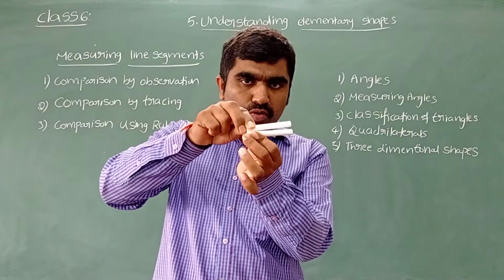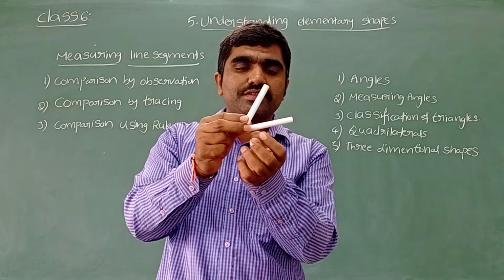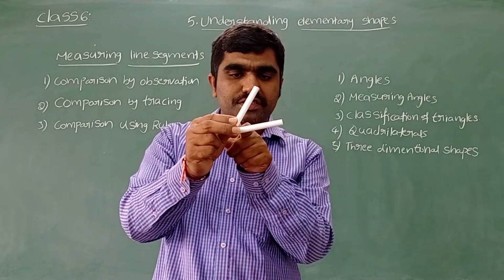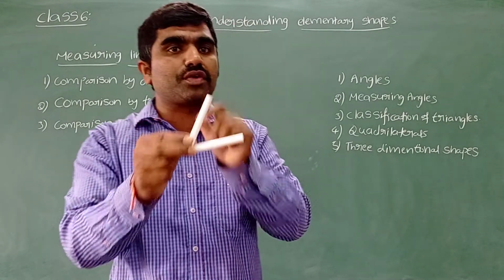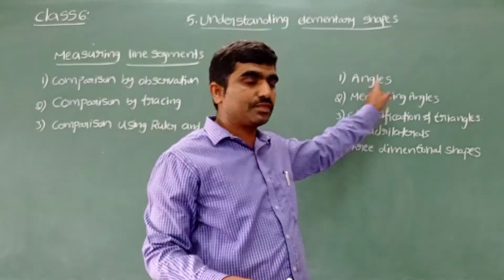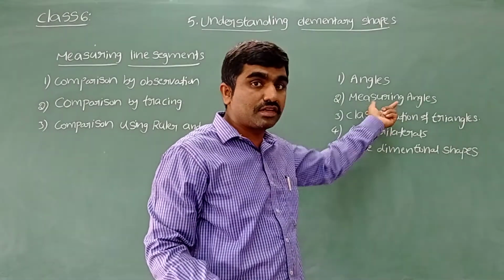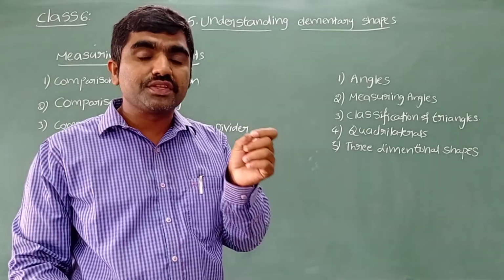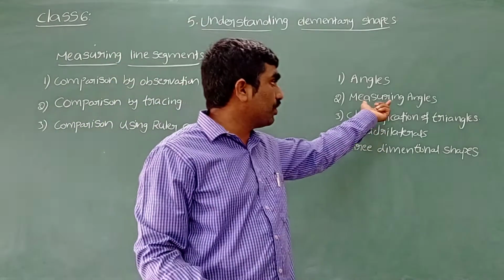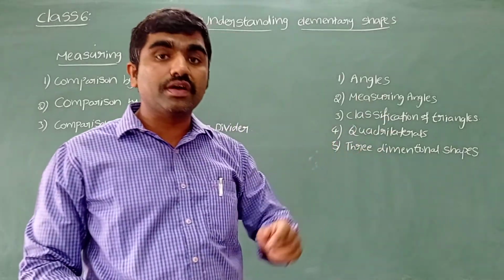Yes, the amount of rotation between two line segments or two rays or two lines, the amount they are rotating, that amount of rotation is called angle. So how are we going to measure the angles? One complete rotation is measured as 360 degrees. We are going to measure the angles in terms of degrees.